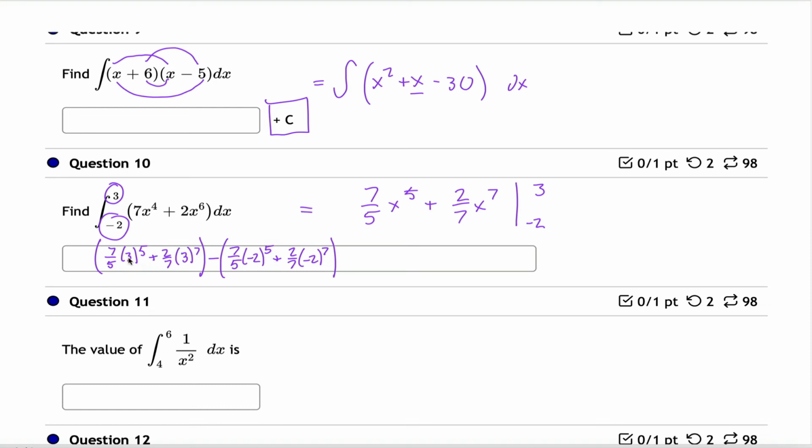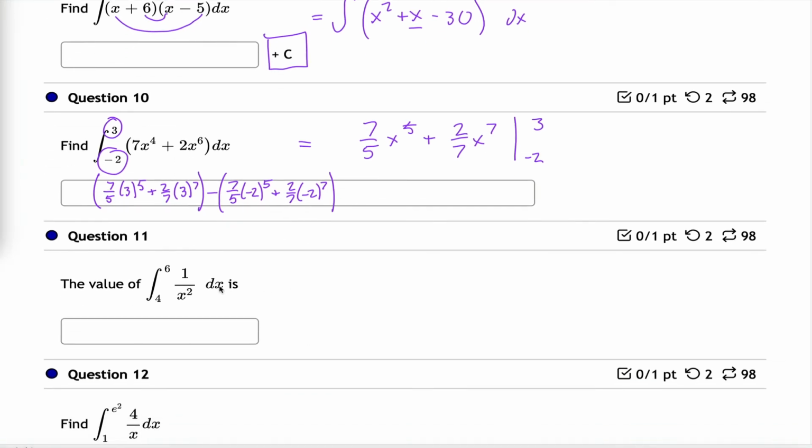You don't have to actually figure out what 3 to the 5th power is or 3 to the 7th power. I mean, you can if you want, but you don't have to. I'd leave my answer kind of like this, but be really careful with the parentheses. Nothing too special on question 11. I think that one will go pretty smoothly for you.